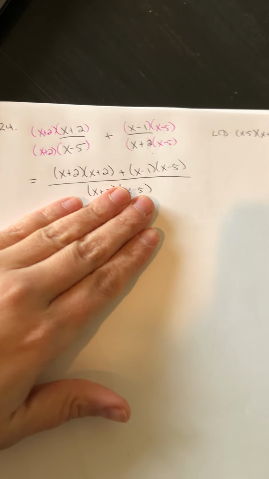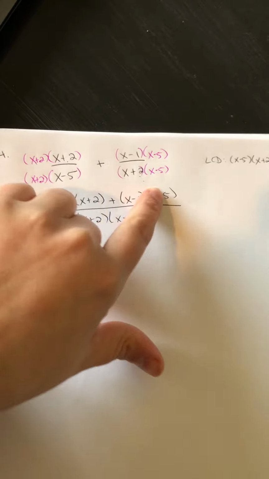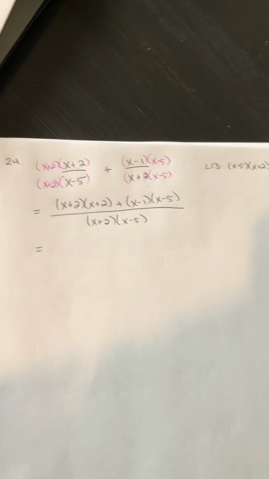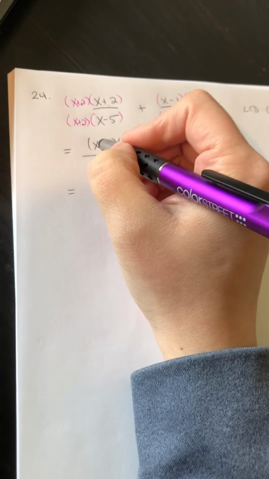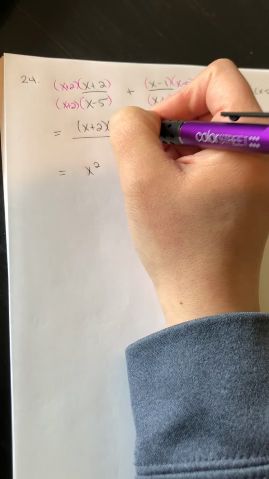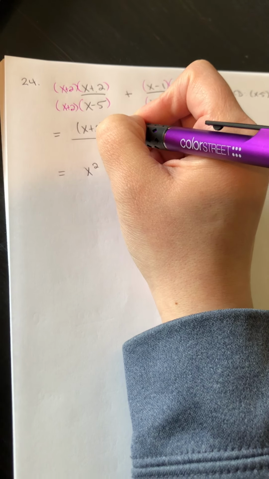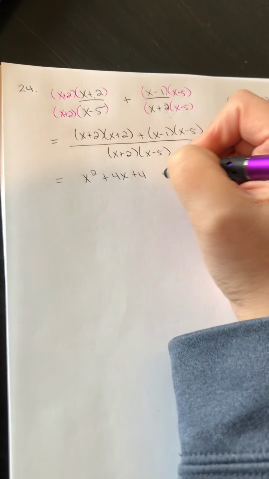Now here's where you can't just stop. You have to multiply. The denominator you don't have to multiply out; you leave it factored. The numerator you need to multiply out and combine like terms, and then you can see if it'll factor any further to be able to simplify it down. So we're going to FOIL this. So x times x is x squared. x times 2 is 2x, plus 2x is 4x. And 2 times 2 is 4.